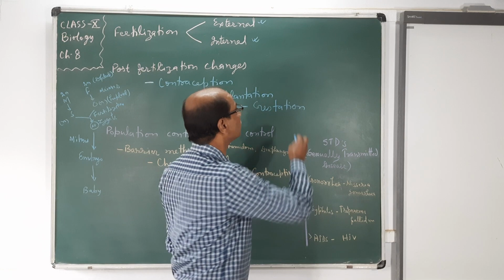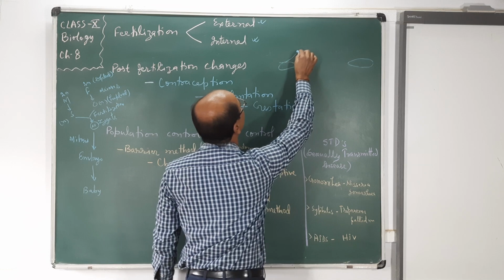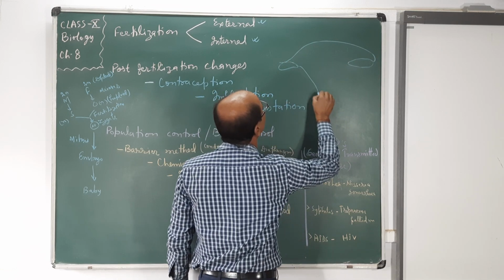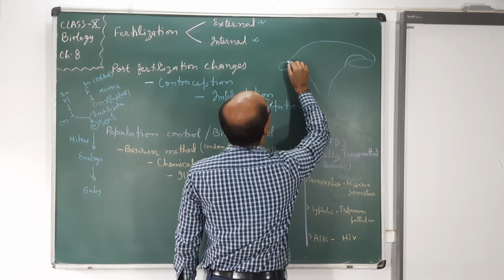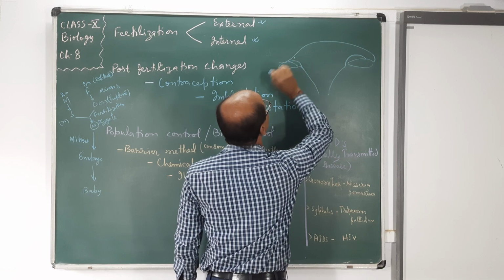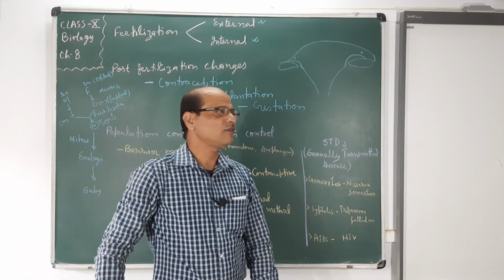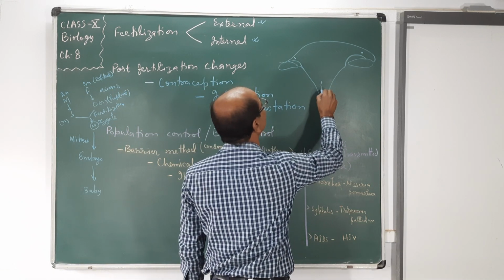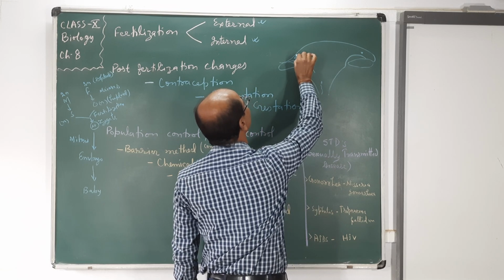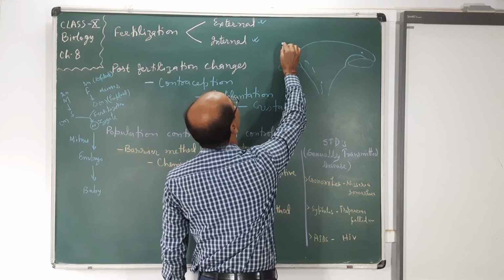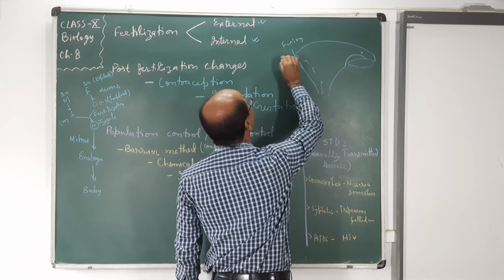So here you see, this is the fallopian tube. Fertilization takes place either here or here. The fallopian tube, or we can say oviduct, is where fertilization takes place. Sperm move from here and reach the ovum present here, and then they fertilize. This is the fusion of sperm and ovum, and the place is the oviduct.